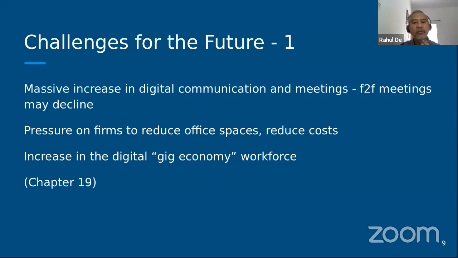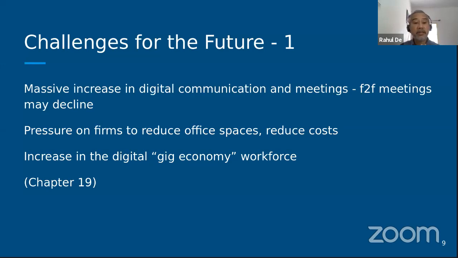There will be pressure on firms to reduce office spaces. All of us know office space in urban areas is very expensive. And if we can cut down on them and reduce costs, it will mean a competitive advantage to companies. Their costs come down, others will follow, everybody will follow suit. If you can cut down on office space, with fewer people coming in, well, why not?